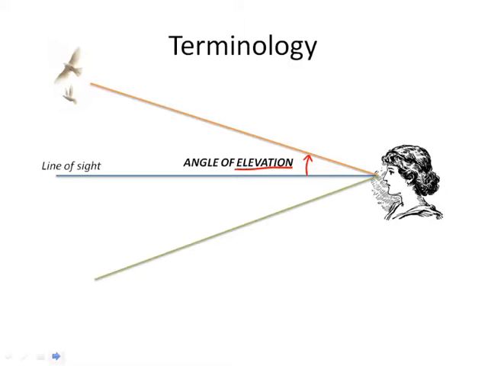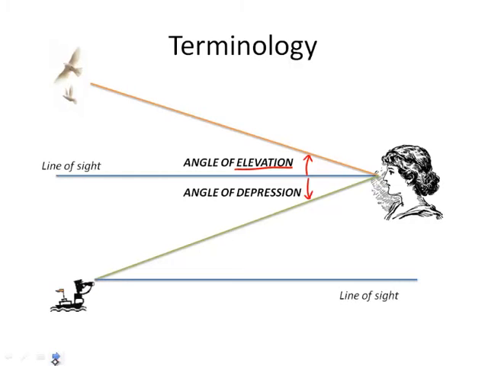Now she could also be looking down at a sailor. She could be looking down, and the angle in which she tilts her head from her line of sight downwards to the sailor is called the angle of depression. Now, the sailor also has a line of sight. If he was scoping her out, he'd have to lift his head, and that would be his angle of elevation. Notice that the angle of elevation from him to her is the same as the angle of depression from her down to him.